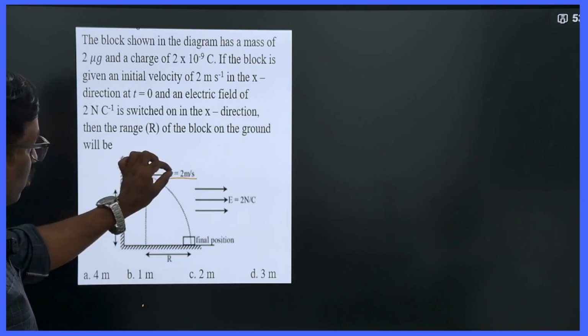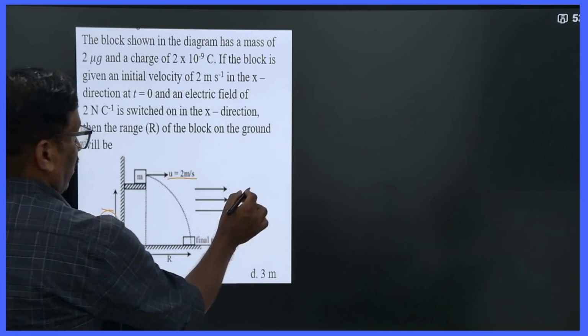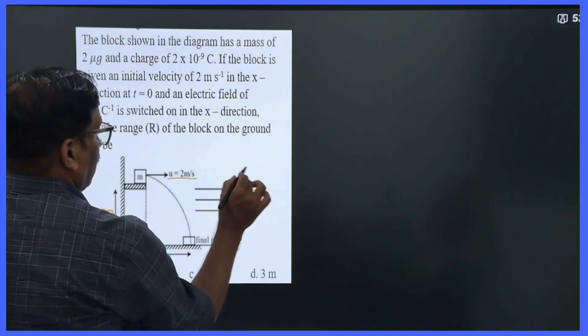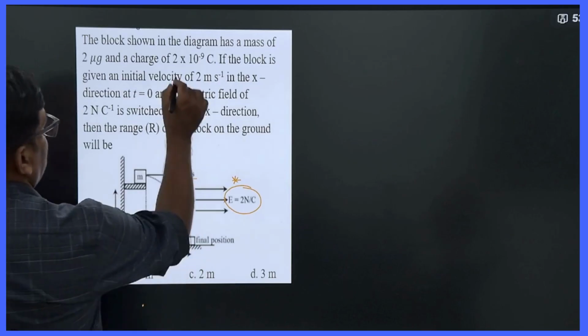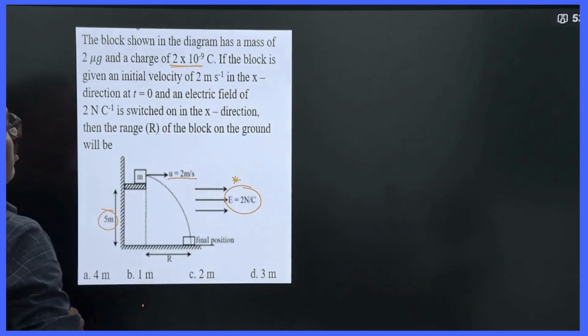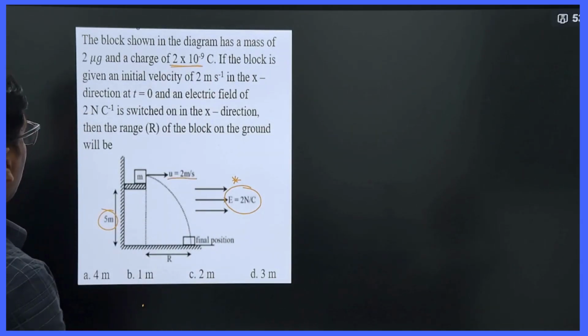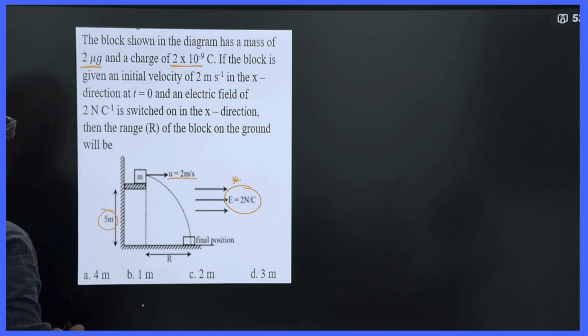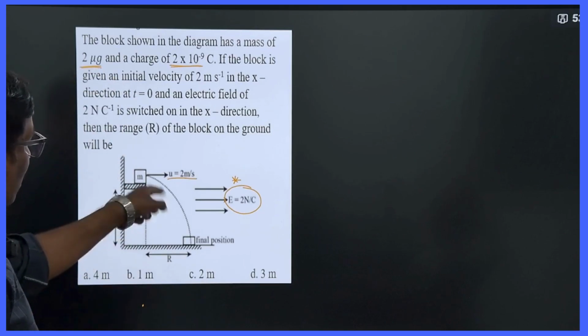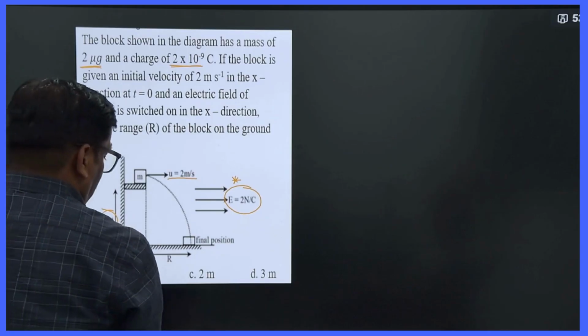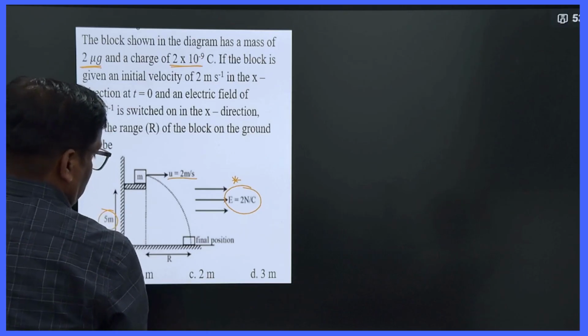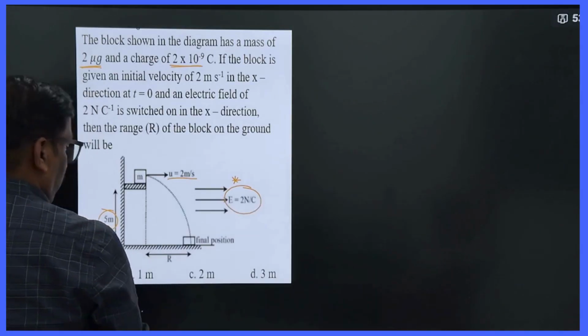When it is thrown initially, at that point the electric field is switched on. The block also has a charge of 2 into 10 to the power of minus 9 coulomb, and its mass is about 2 micrograms. At what distance is it going to hit? This is slightly different. You cannot just substitute the formulas. You need to understand the question, then you can solve it very easily.